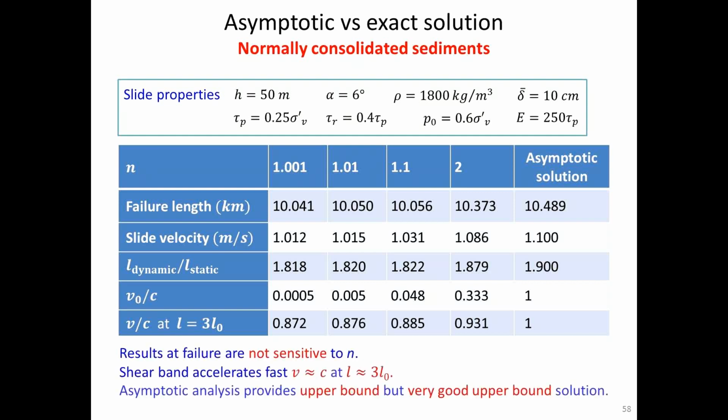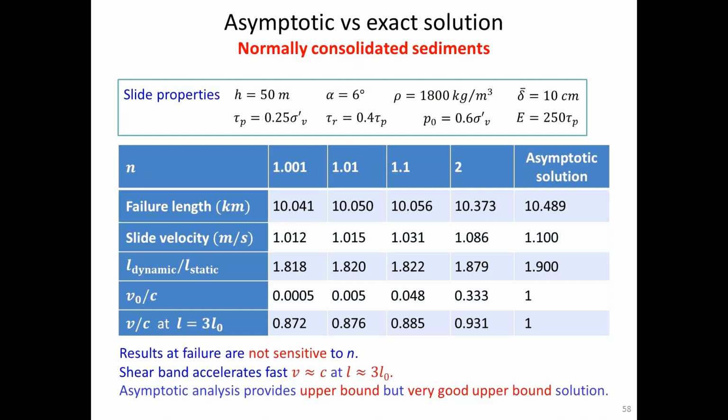That is because the shear band is accelerating pretty quickly. When the shear band length is about 3 times the initial length, or the critical length, the V over C, or the normalized shear band velocity, is already pretty close to 0.88, 0.9, or pretty equal to 1. Which means the shear band is accelerated pretty quickly, and it's pretty close to the elastic wave velocity even with a very short distance. So we can say that this asymptotic solution is basically the upper bound solution, but it's a fairly nice working upper bound solution.